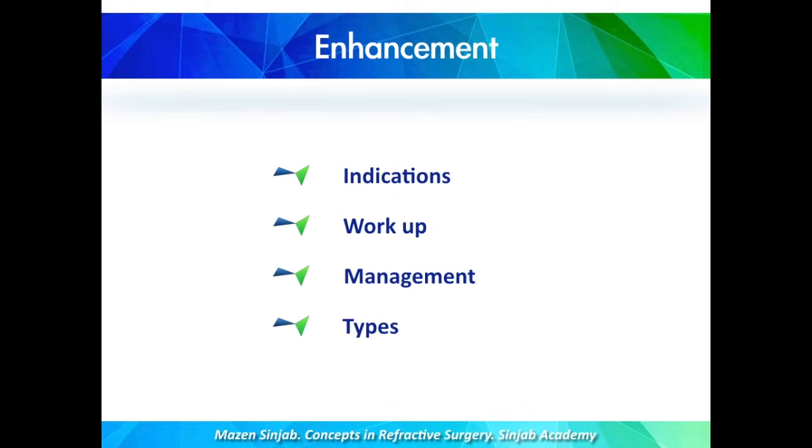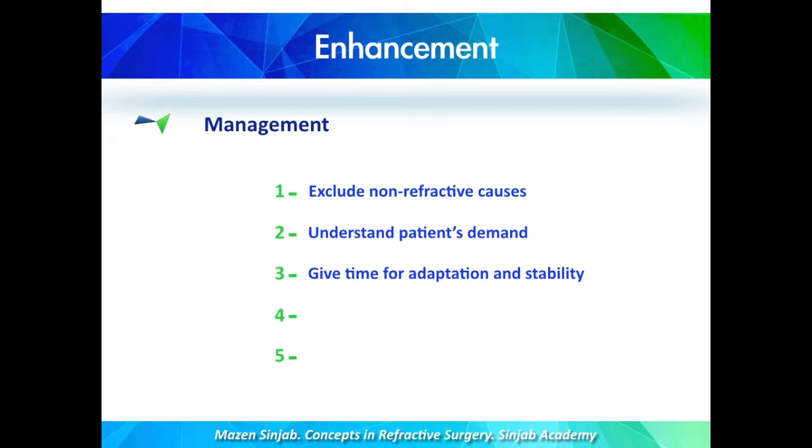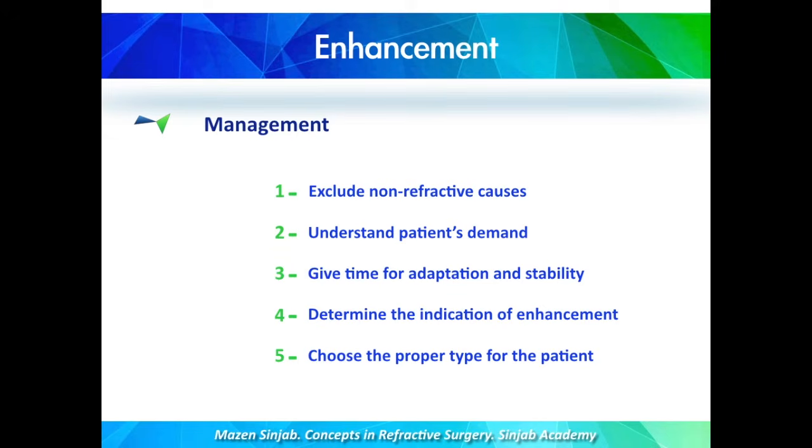The third part of this video is the management. There are 5 guidelines for the management. The first one is we have to exclude non-refractive causes. We have to understand patient's demand. We have to give time for adaptation and stability before we proceed for enhancement. We have to determine the indication of enhancement. And finally, we have to choose the proper type for the patient.